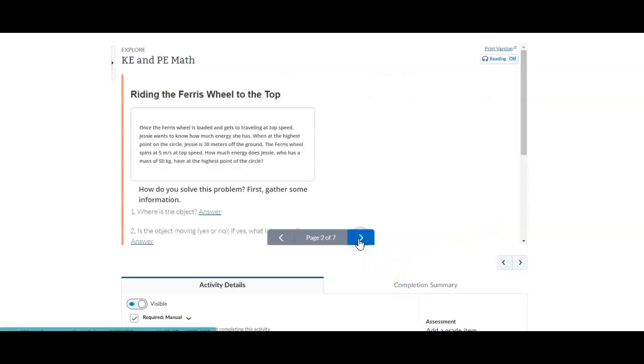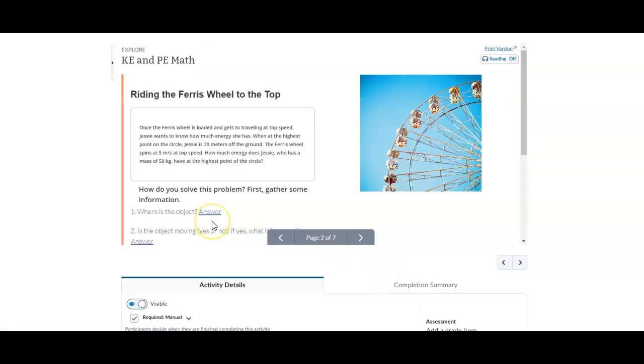As we move on, we're going to be talking about a Ferris wheel and go through some different scenarios to solve these problems. Once the Ferris wheel is loaded and traveling at top speed, Jessie wants to know how much energy she has. At the highest point on the circle, Jessie is 30 meters off the ground. I encourage you to write out these practice problems, maybe just take a picture of your work and put it in as your notes. We're given a height, H, of 30 meters. And then the Ferris wheel spins at 5 meters per second. So we now have a V.